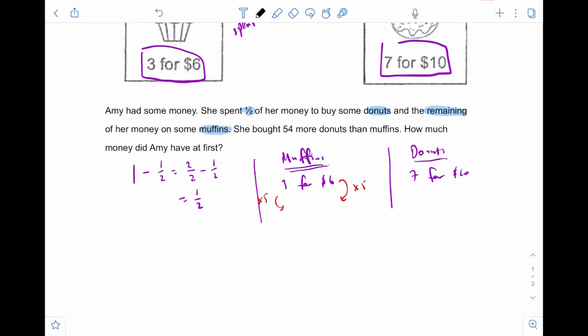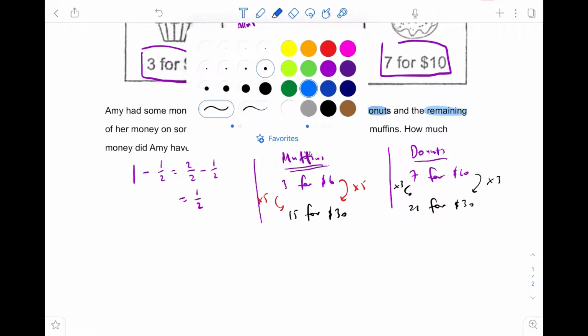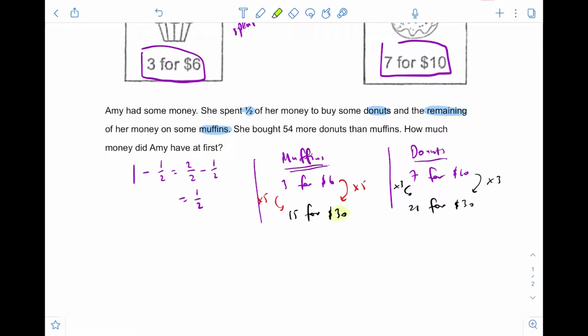So when that happens, you have 15 muffins for $30. And for this guy here, times 3, times 3, times 3, so you will have 21 donuts for $30. Now, fantastic, because we have made the amount spent on muffins and donuts exactly the same.